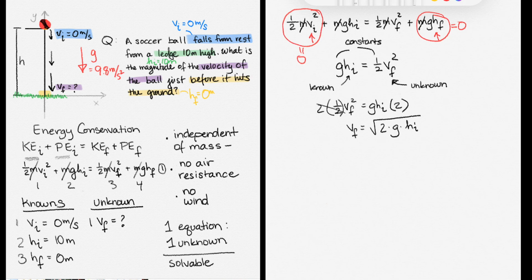So what we've learned is that free fall from rest gives us a final velocity that depends only on initial height.